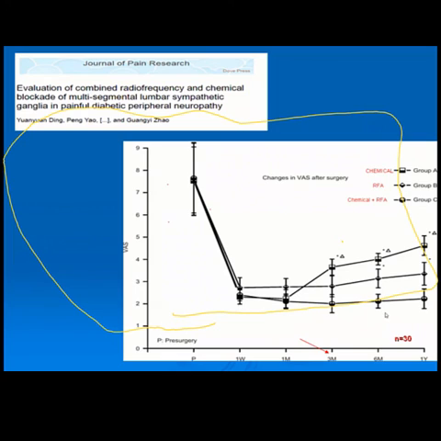Lastly, if we combine both, you will get a visual analog scale of 2 at 3 months. At 6 months, 2 also. And this also at 1 year. So the combination could help in giving a good outcome if you combine the radiofrequency with the chemical neurolysis.